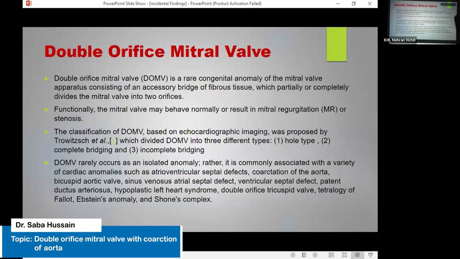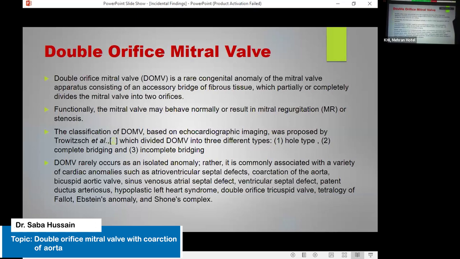So a little about the double orifice mitral valve. It's a rare congenital anomaly. It's very rare, and it's usually caused by fibrous tissue which partially or completely divides the mitral valve into two orifices. Most of the time, it behaves normally. You might not get mitral regurgitation in all of the cases, but can have mitral regurgitation that can be of severe intensity in some cases.